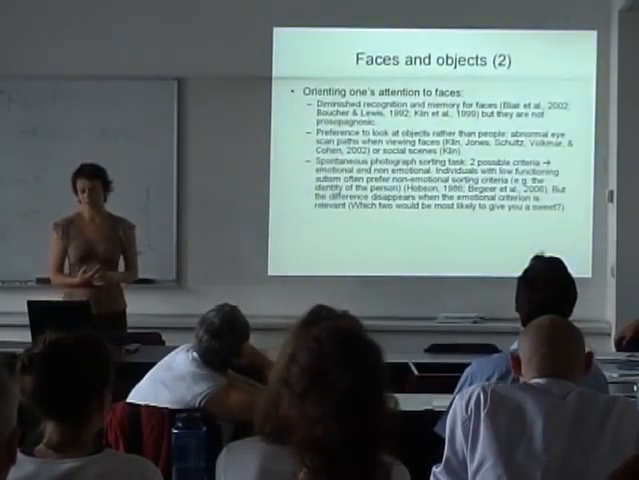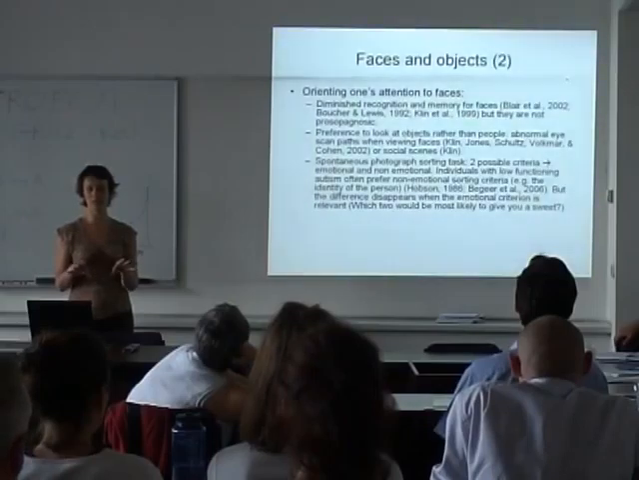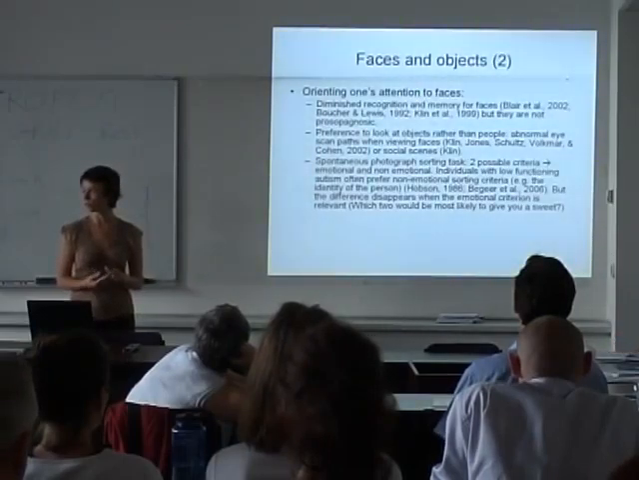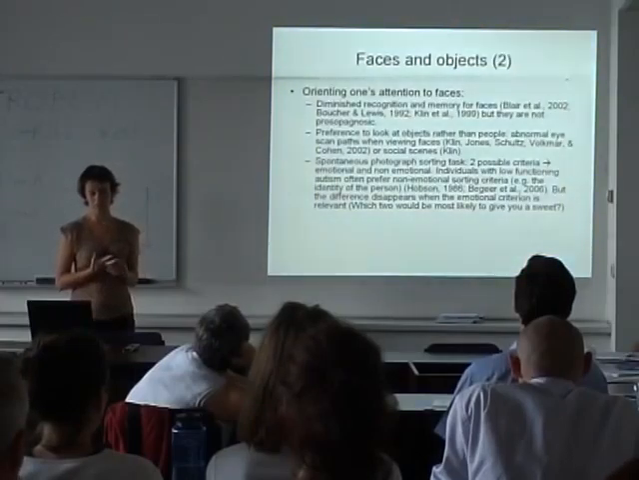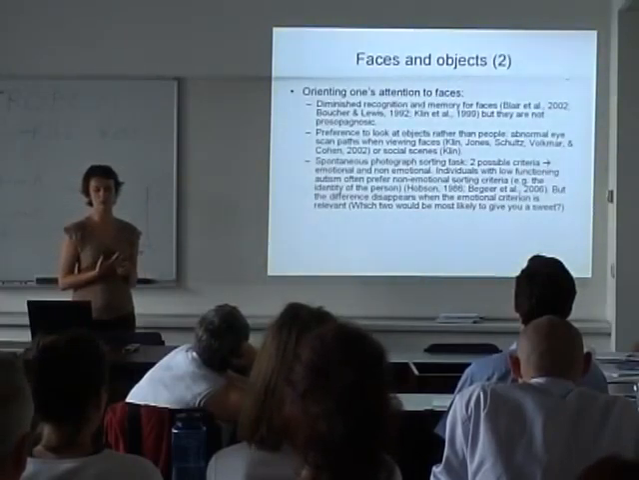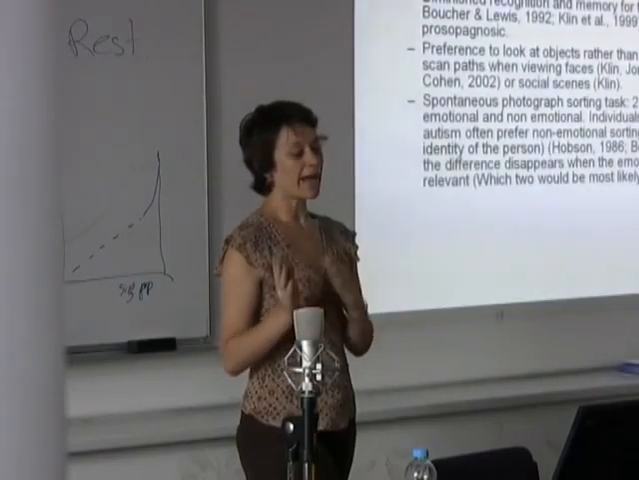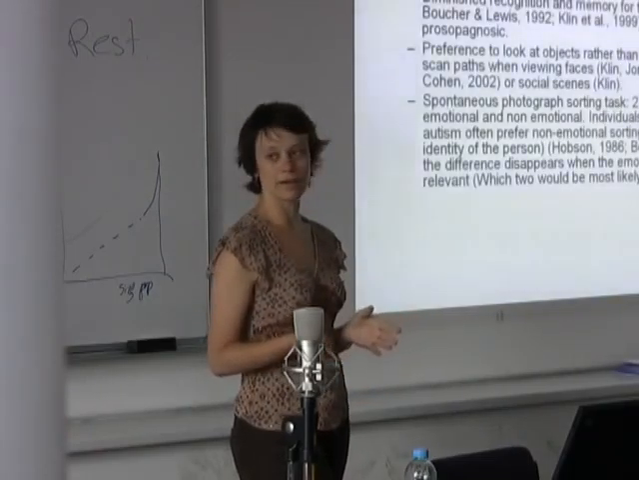And this is my favorite body of research. You ask people to sort photographs spontaneously, and you have two sorting criteria. One is emotional, for example, happy, angry, and one is not emotional, mustache, no mustache, hat, no hat. And those experiments have shown that individuals with autism often prefer the non-emotional sorting criteria. But if you ask them to sort according to the emotional criteria, they're perfectly able to. And if you make it relevant to sort for the emotional criteria, the difference disappears.